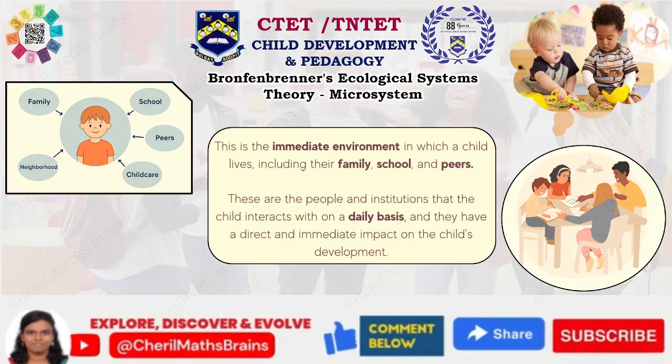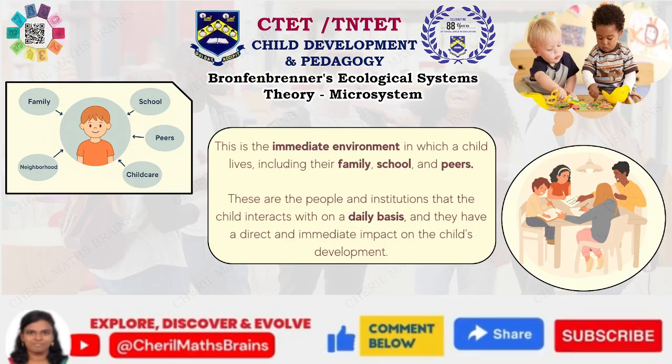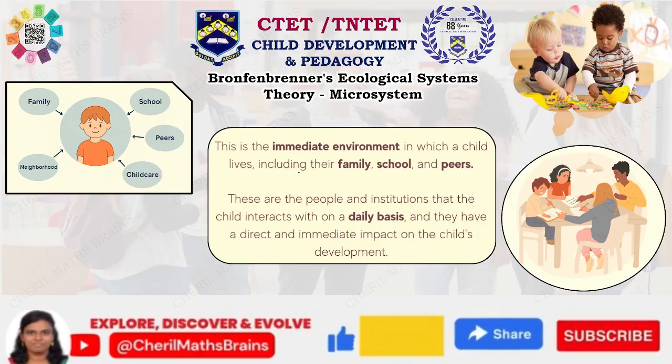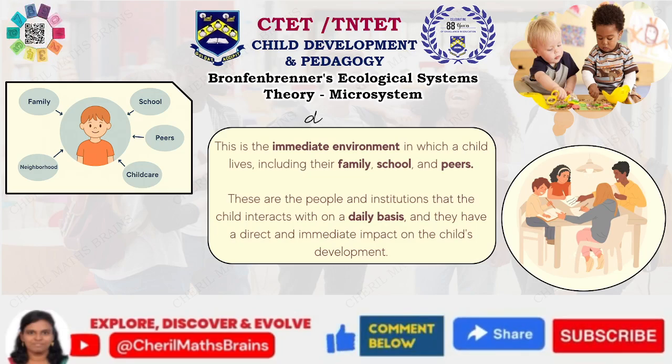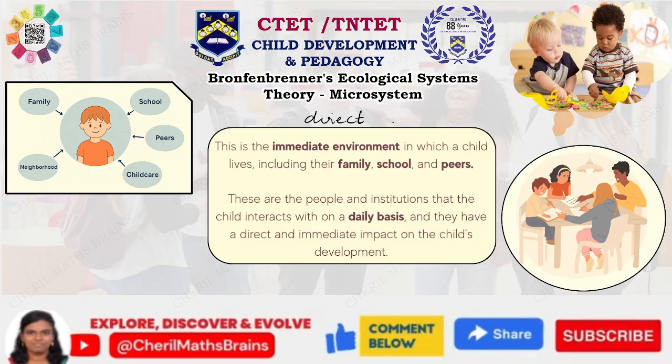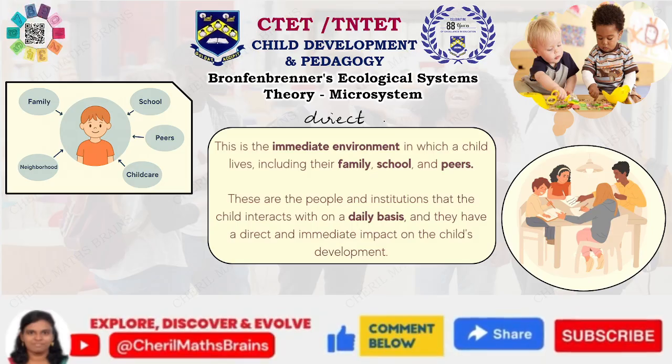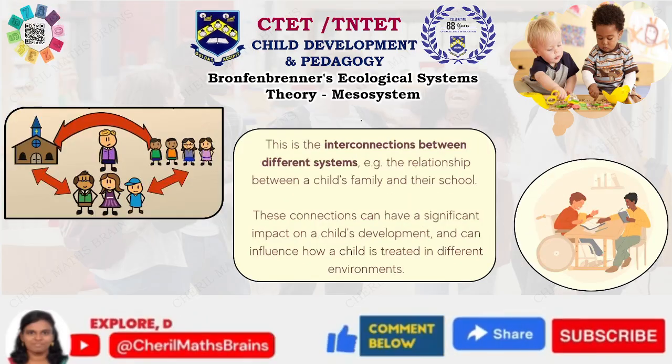When you talk about the microsystem, it involves the immediate environment in which a child interacts: the family, neighborhood, school, peers, child care, and all. You can see that there are direct interactions. The child interacts regularly with that particular environment, wherein the fundamental development of the child is shaped.